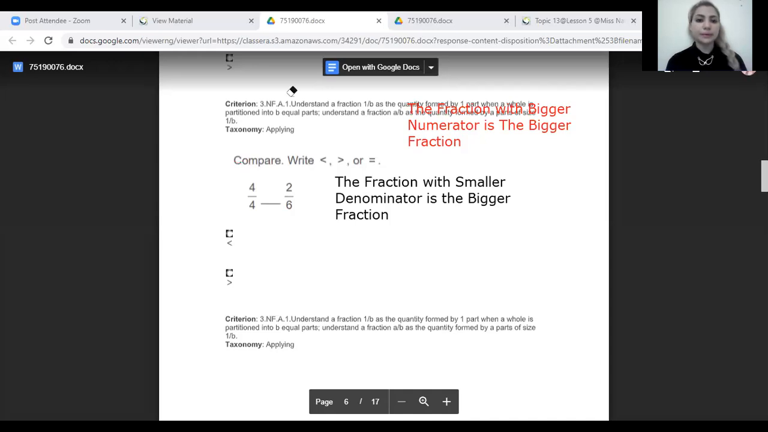Compare with smaller than, greater than, or equal. 4 out of 4 and 2 out of 6. 4 out of 4 is equal to 1. Any number divided by the same number is 1. So 4 out of 4 is a whole. And 2 out of 6 is only 2 parts of the 6. So I left 4, I don't have the whole. So 4 out of 4 is bigger. Excellent.